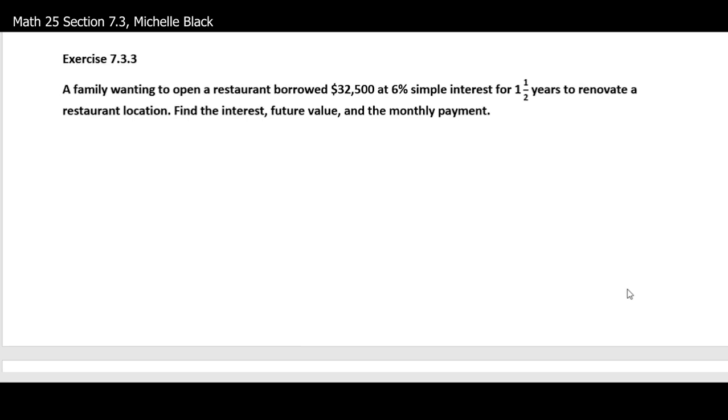Exercise 3. A family wanting to open a restaurant borrowed $32,500 at 6% simple interest for 1.5 years to renovate a restaurant location. Find the interest, future value, and the monthly payment. I would like you to try problem 3 on your own. Pause the video and at least try to find the interest and the future value. And then come back and check your work.